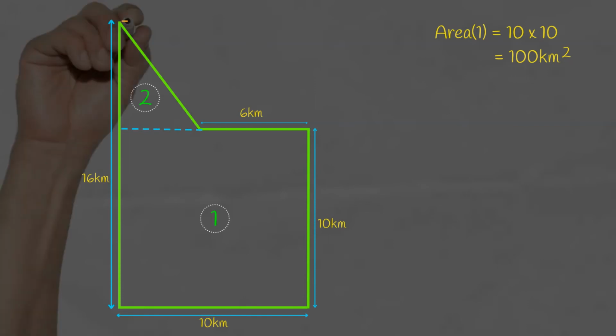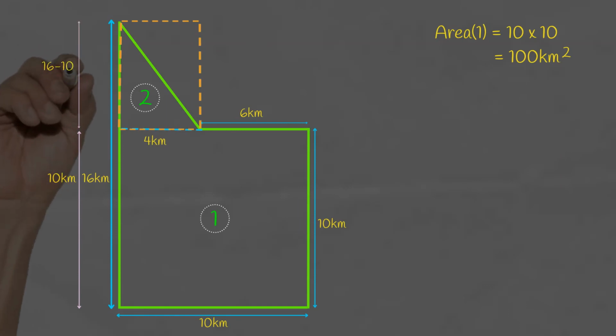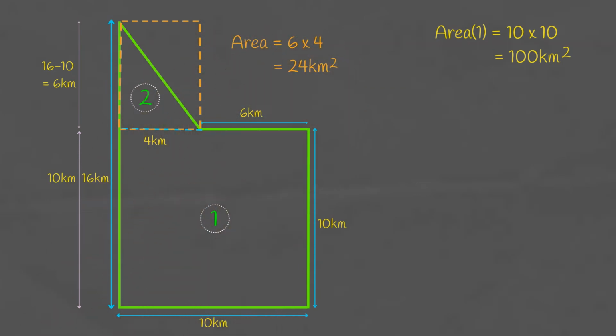Well, let's make it into a rectangle to start with. And first we want to work out the area bounded by the orange dotted line. So first we need to work out the length and the width. Well, we know this distance is 10 kilometres and this distance is 6 kilometres, so we know the width must be 10 minus 6, which is 4 kilometres. And to work out the length, we know the length of the longest side is 16 kilometres, and we also know that this length is 10 kilometres. Therefore, the length of the rectangle must be 16 minus 10, which is 6 kilometres. So the area of the orange rectangle is 6 times 4, which is 24 kilometres squared.